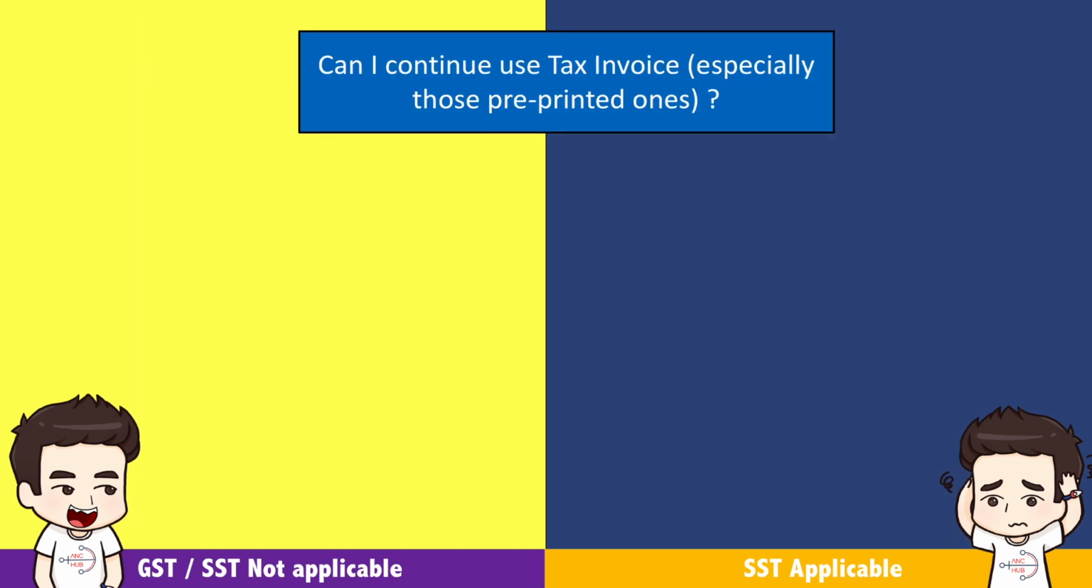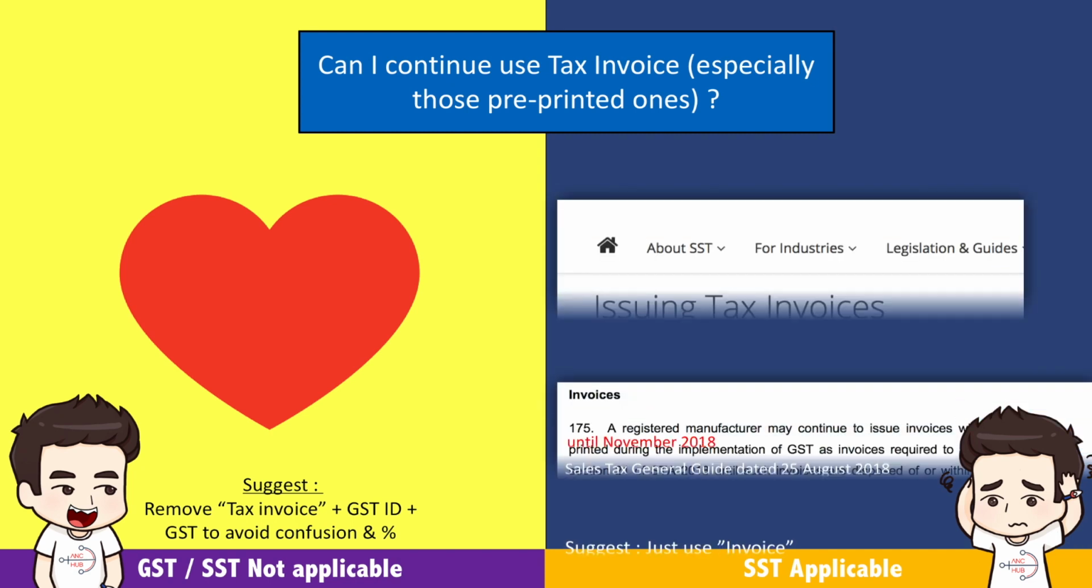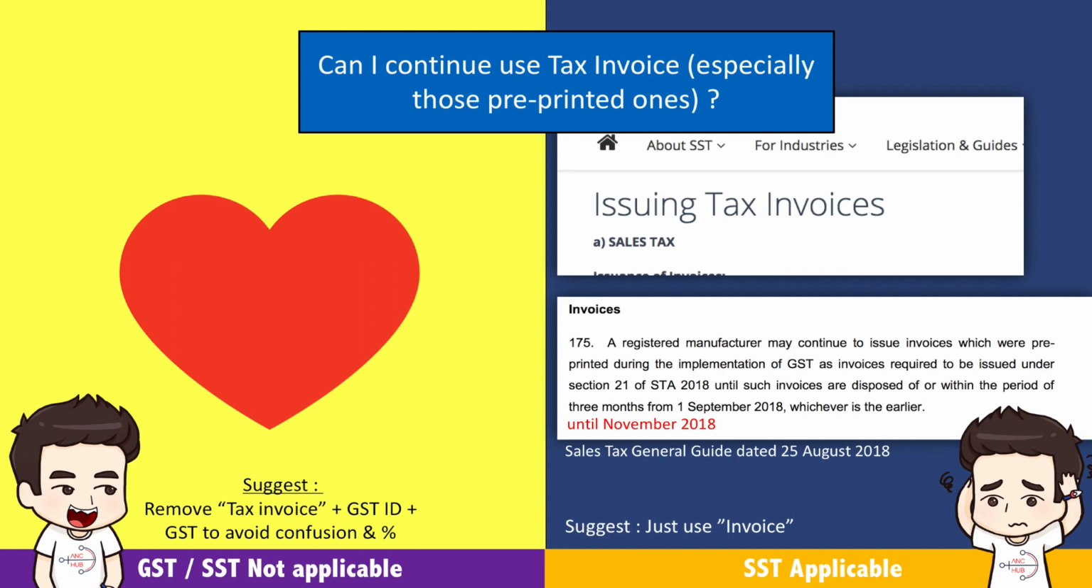Can I continue to use tax invoices instead of invoice, especially those already pre-printed in the past? If you are non-registered, I suggest, of course, you remove the tax invoice word, your GST ID and GST, just to avoid any unnecessary confusion. If you are an SST registered person, then you have to take note. Now, tax invoice or invoice, to me, I would say is the same. Tax invoice is also a form of invoice. That is why on the customs website, they mention issuing tax invoice instead of invoice. So to me and to them, I think it's the same.